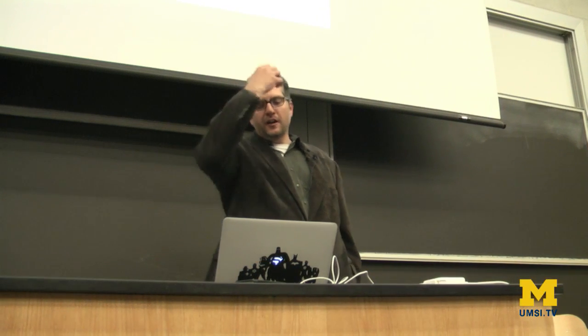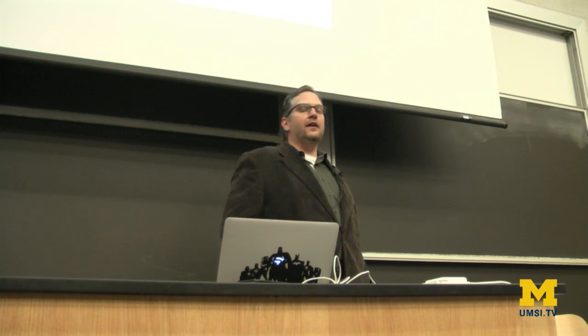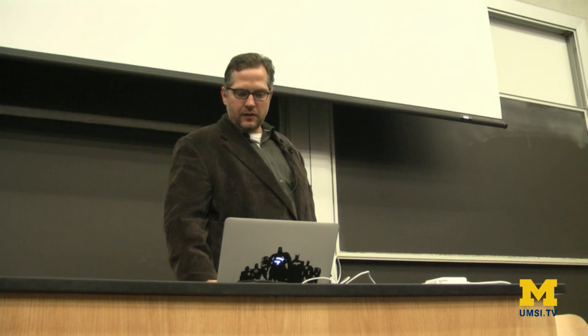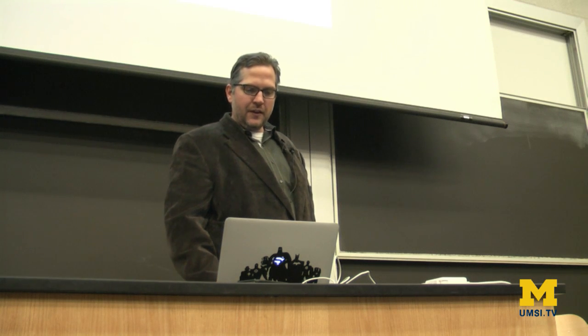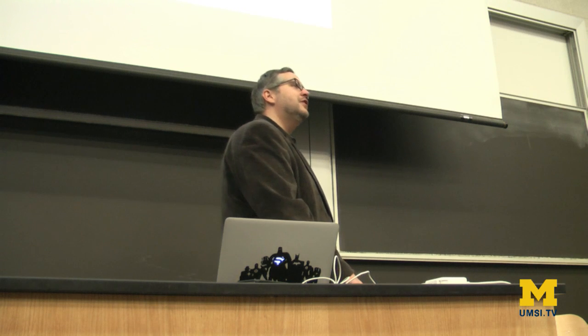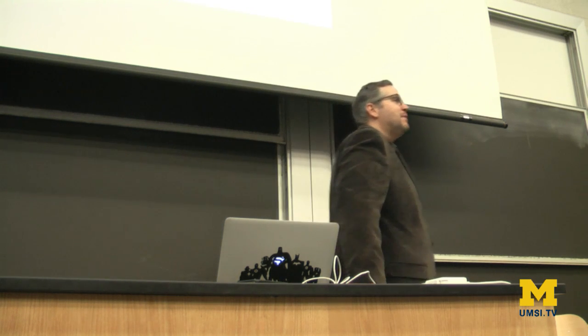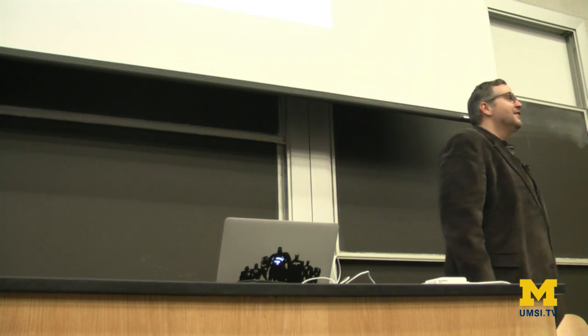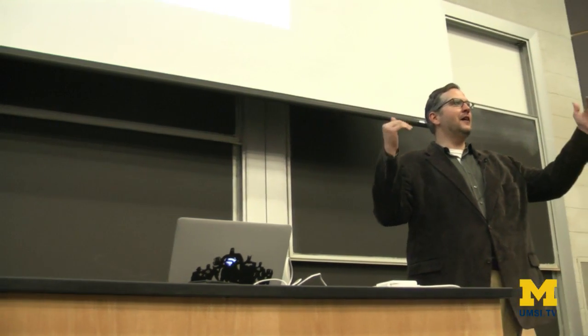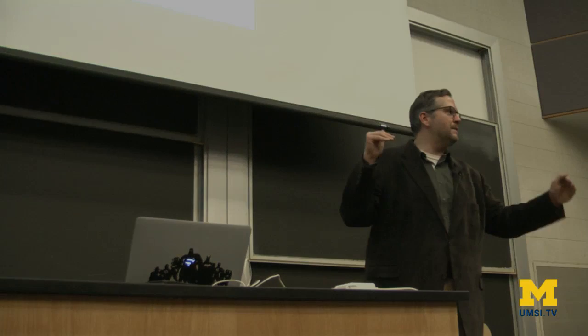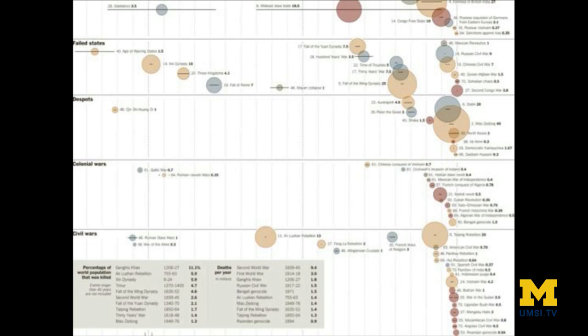So there are a ton of these information graphics. There's a great site actually where you can look them up. This is one that I really like, which shows bad things that happen in the world and how many people die because of those things over time. The larger the circle, the worse the thing was, the more people died. And it's divided up along the y-axis into different types of things like civil wars, despots, colonial wars, failed states. US isn't on there yet. I don't think they've updated that for us.